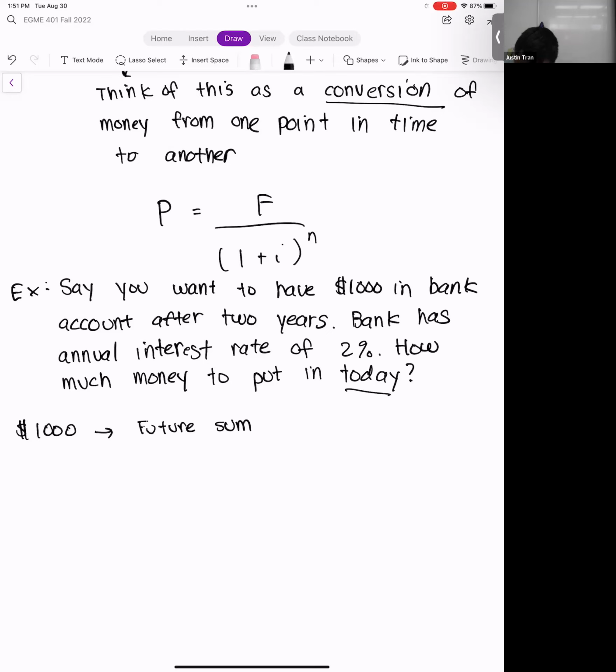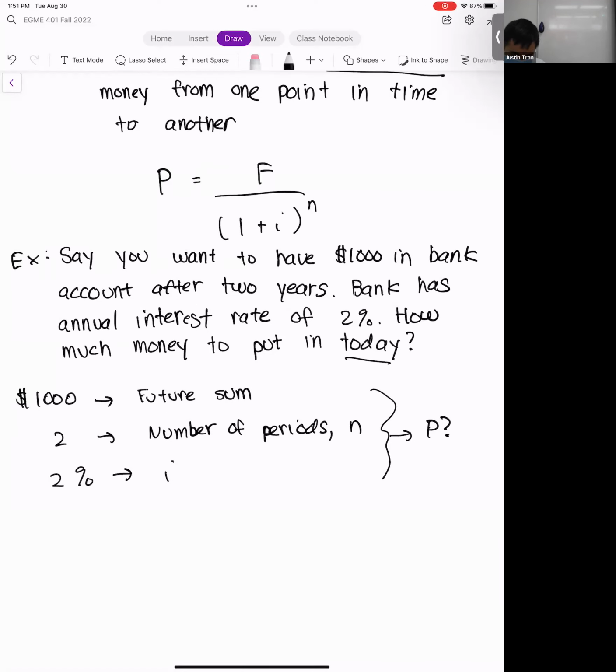Okay. And the 2, well, 2 is both the interest rate and the number of periods, right? But first, 2 without the percentage, we'll call this the number of periods. Okay. And we also have a 2% interest rate. Okay. And so what we want to compute from all these is P. Okay. Because P is the unknown. Okay. And so we're given F, we're given N, we're given i. And so let's go ahead and plug into this formula right here.